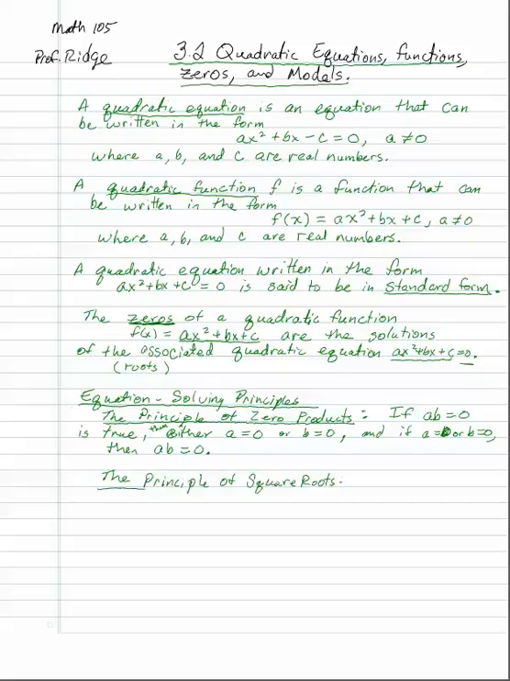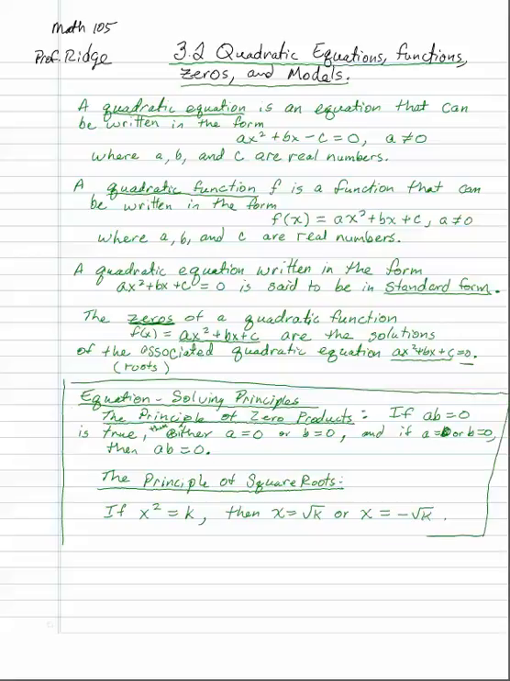The technique that we use for solving quadratic equations is the principle of square roots. So if you have x squared equals k, then you can square root both sides. So x equals square root of k, or x equals negative square root of k. Okay, so those are principles that we use to solve quadratic equations. All right, let's try a few just to jog our memories.